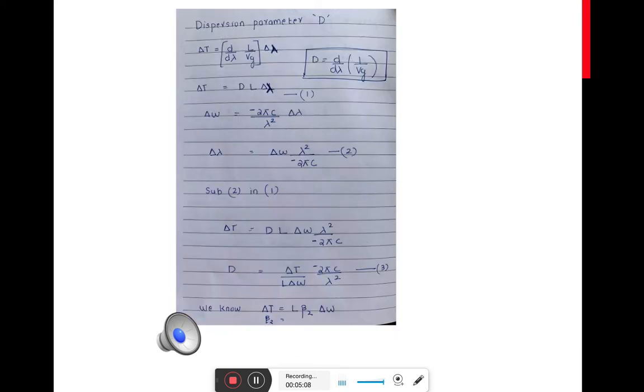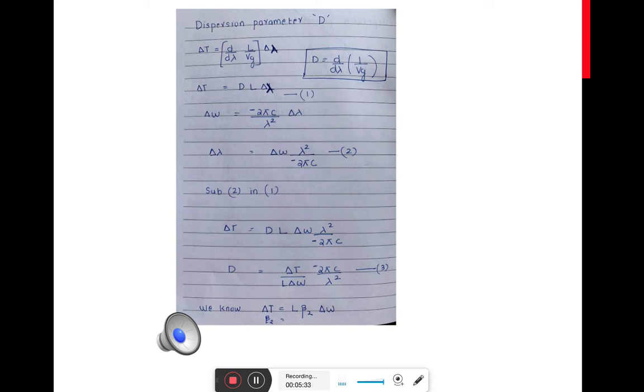So now we know that delta t is equal to d by d lambda of L by Vg into delta lambda, and d by d lambda of 1 by Vg is the dispersion parameter D. So delta t is equal to D into L into delta lambda. Now we know this term delta omega. The expression for delta omega is minus 2 pi c by lambda square into delta lambda.